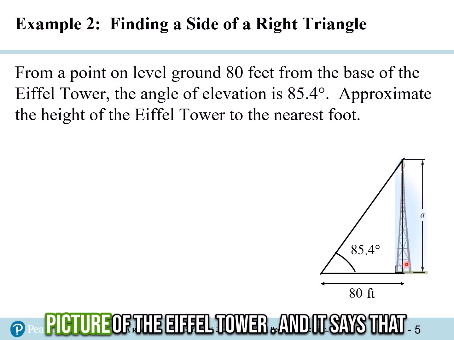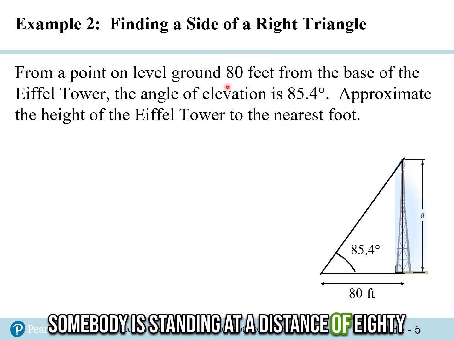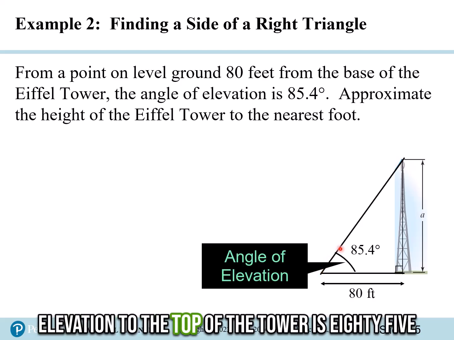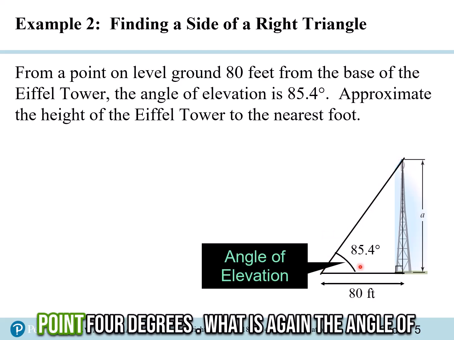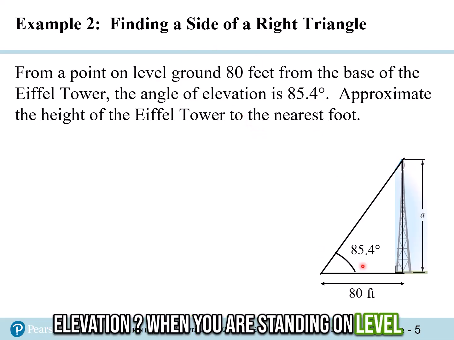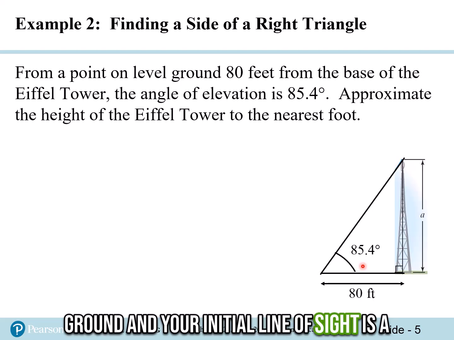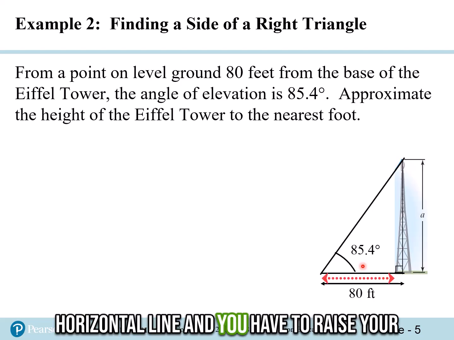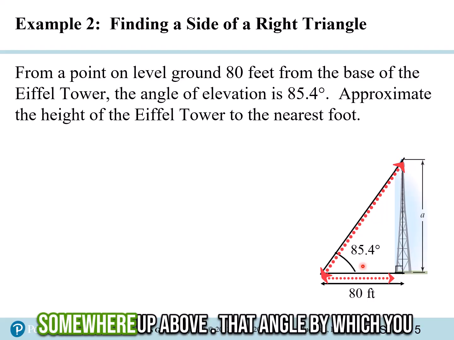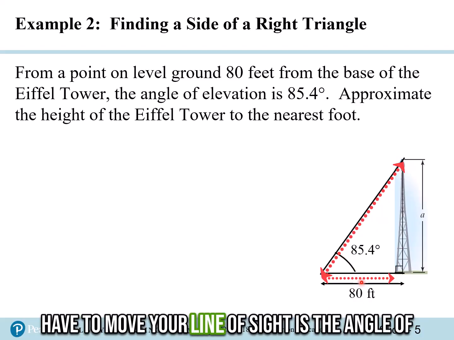So here we have a picture of the Eiffel Tower, and it says that somebody is standing at a distance of 80 feet from the Eiffel Tower, and the angle of elevation to the top of the tower is 85.4 degrees. What is again the angle of elevation? When you are standing on level ground and your initial line of sight is a horizontal line, and you have to raise your eyes to look at a point somewhere up above, that angle by which you have to move your line of sight is the angle of elevation.